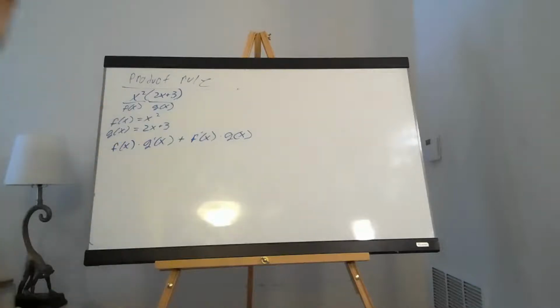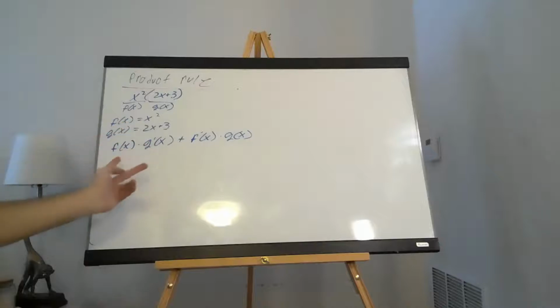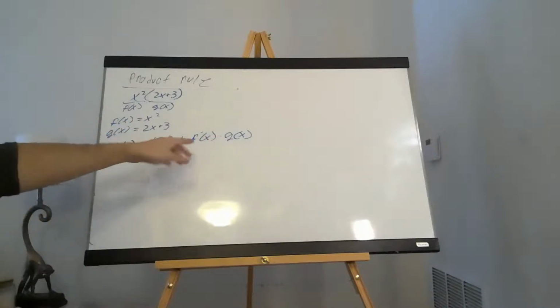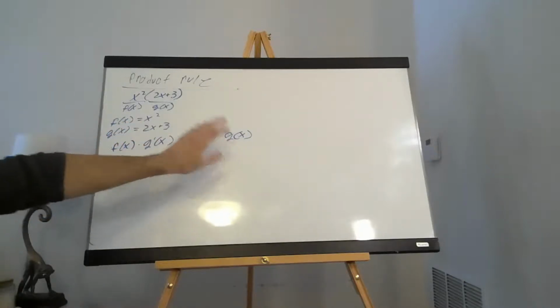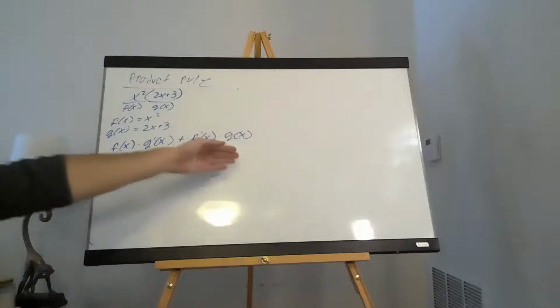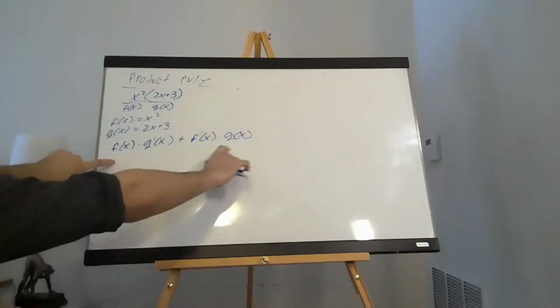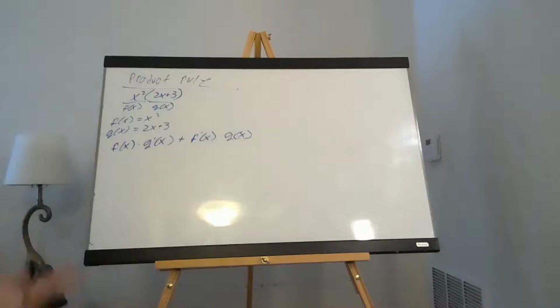But for now, if we just take the first function, f of x, leave it as is, and multiply by the derivative of the second function, so we multiply it by the derivative of g of x. Then we do that same thing except flipped. So we've got f prime of x, which is the derivative of f of x, times g of x. And then we take these two and we add those expressions together, and that will give us our derivative.